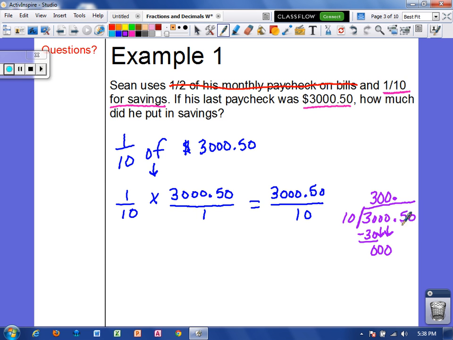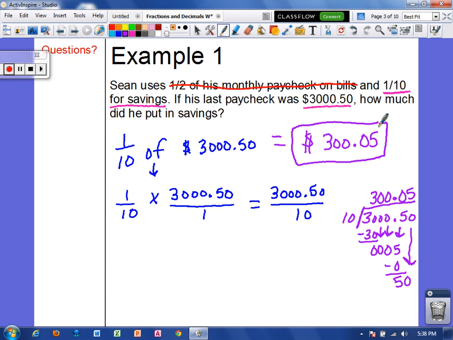Now we still have numbers to bring down, so I'm going to bring down this 5. 10 cannot go into 5, so I put a 0. So we still have a remainder of 5, and we bring down the last 0. 10 goes into 50, 5 times. So that means 1/10 of $3,000.50 would be $300.05.